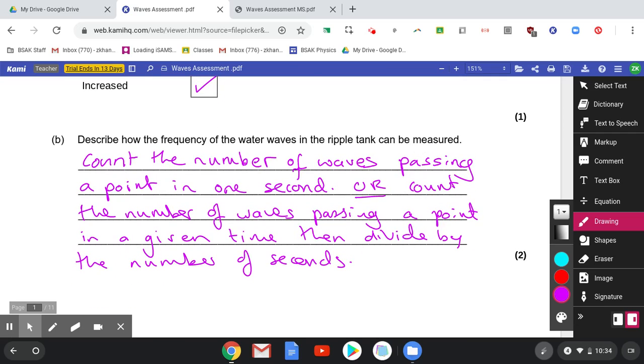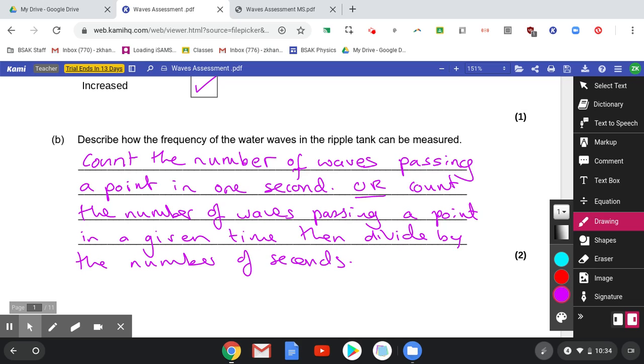Second part, describe how the frequency of the water waves in the ripple tank can be measured. We did this as a part of our core prac. We took a video recording. There was a mark on the screen, and we counted how many waves passed a point in a given time. So we counted after maybe a couple of seconds how many waves passed, and then we counted 1, 2, 3, 4, 5, 6, 7, 8, 9, 10.